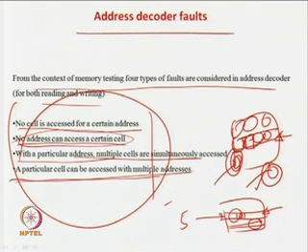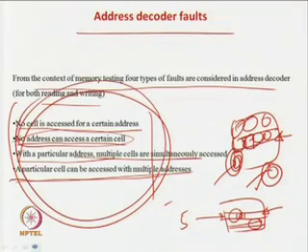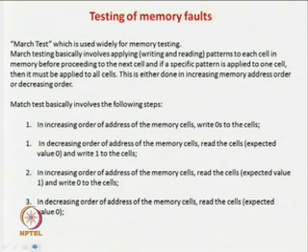With a single address, multiple cells cannot be accessed. Because you are asking for something, and you are getting something else. And if you do it for all cells, that means all cells are properly accessed by a unique address, and no address is accessing more than one cell. So if you access all these cells one by one and check everything is proper, then all these things will be done in a proper way. Okay, so that was about the memory faults.